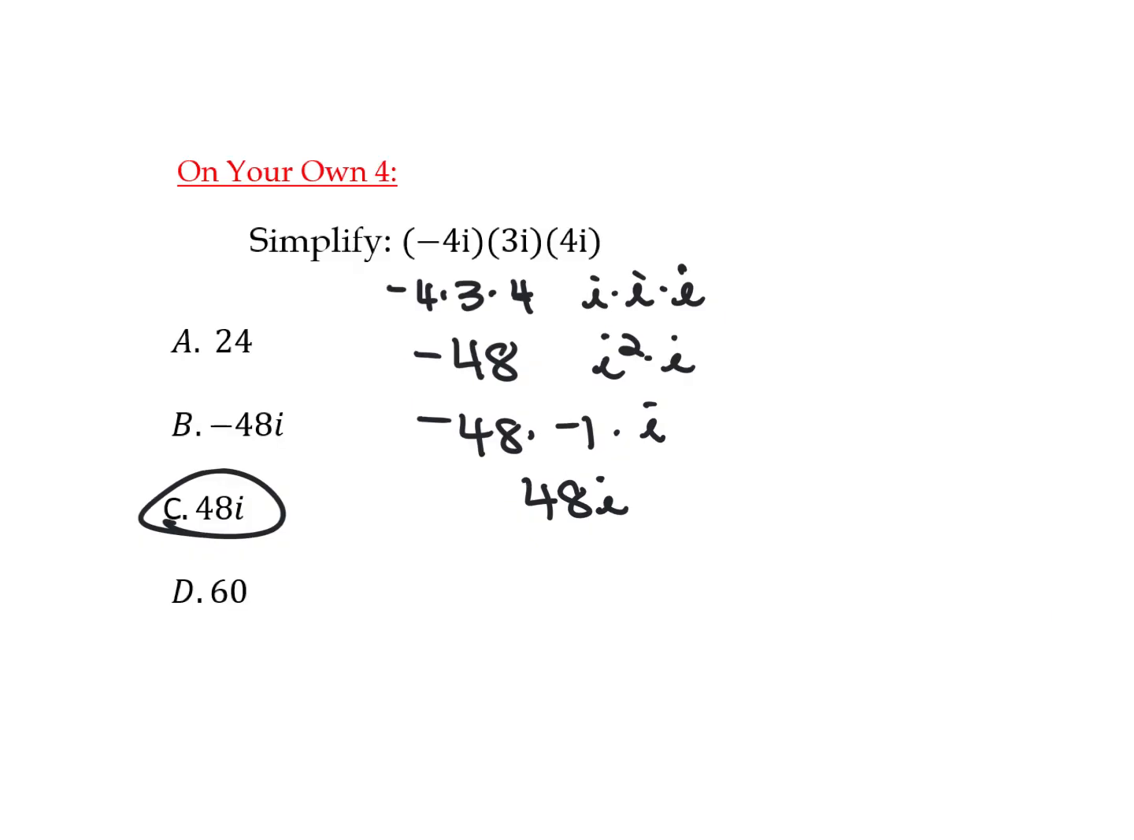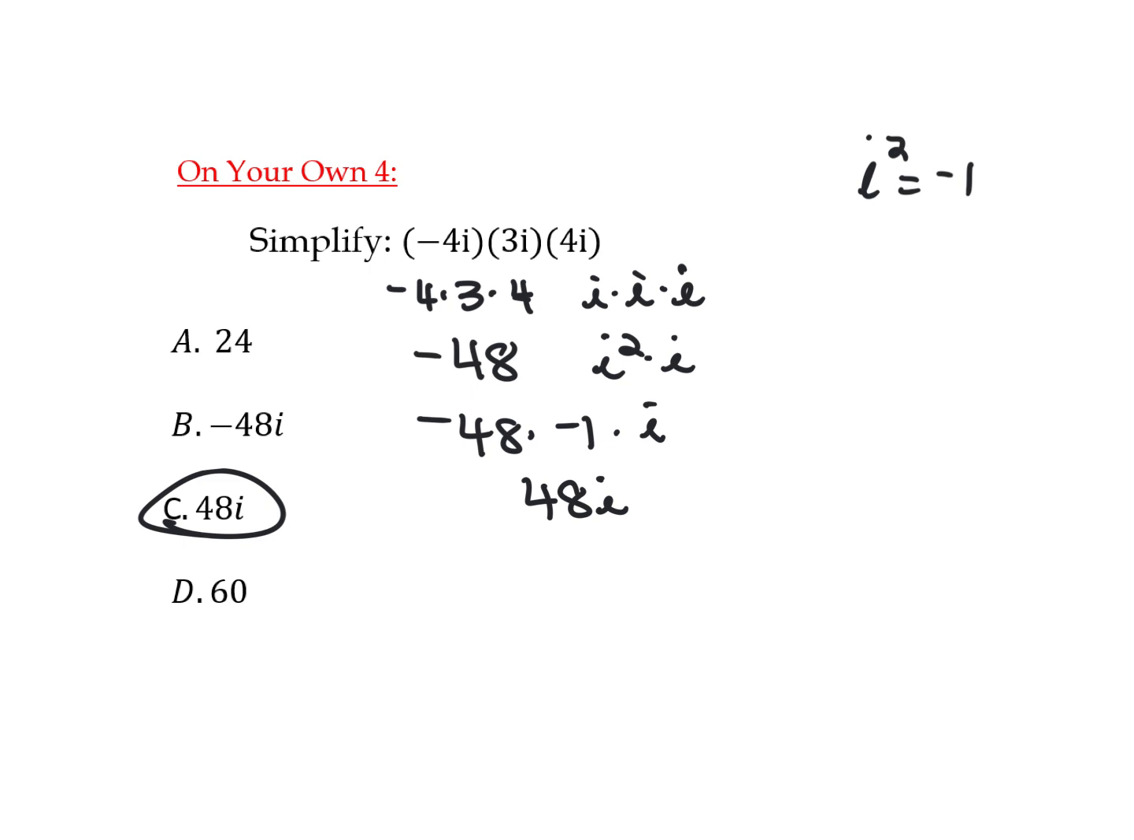All right, on this problem, we're multiplying 3 complex numbers together. The real parts are all zeros. So I'm going to multiply the number parts, negative 4 times 3 times 4. I'm going to multiply the imaginary parts, i times i times i. I went ahead and just did i times i to get i squared because I'm very familiar with the fact that i squared is equal to negative 1.